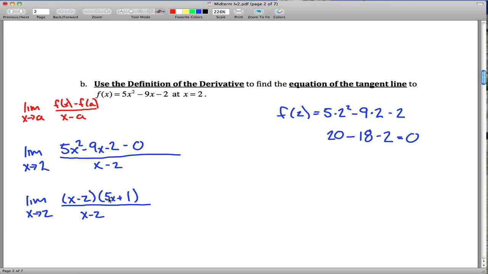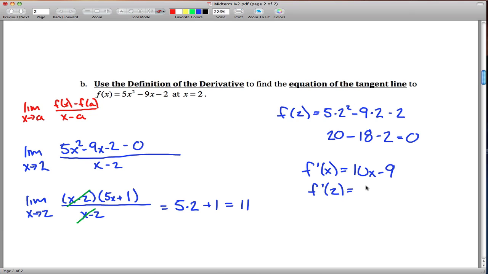Negative 2 times 5x is negative 10x. x times 1 is positive 1. Negative 10, positive 1 gets us to negative 9. So that gets us down here. And what's nice about this form is now these guys cancel, which allows us to just plug in 2 for x, and we get 5 times 2 plus 1, 10 plus 1, 11. Probably not a bad idea to check that this is right by finding the derivative using our tricks. Using our tricks we know that f prime of x should equal 10x minus 9. So therefore f prime of 2 should be 10 times 2, which is 20, minus 9, which sure enough is 11.